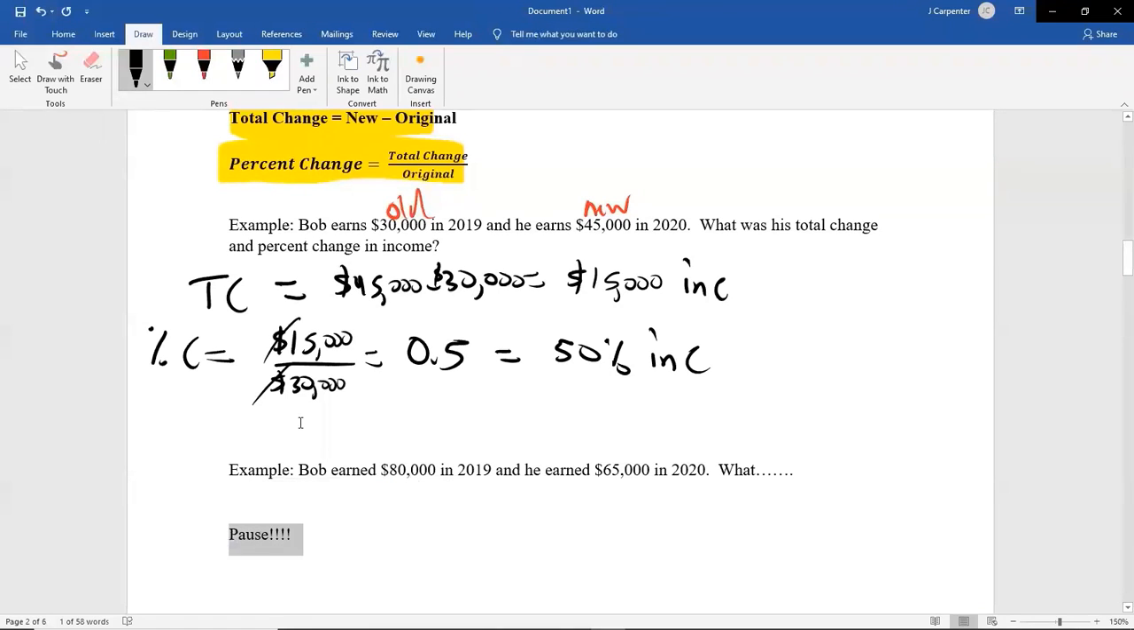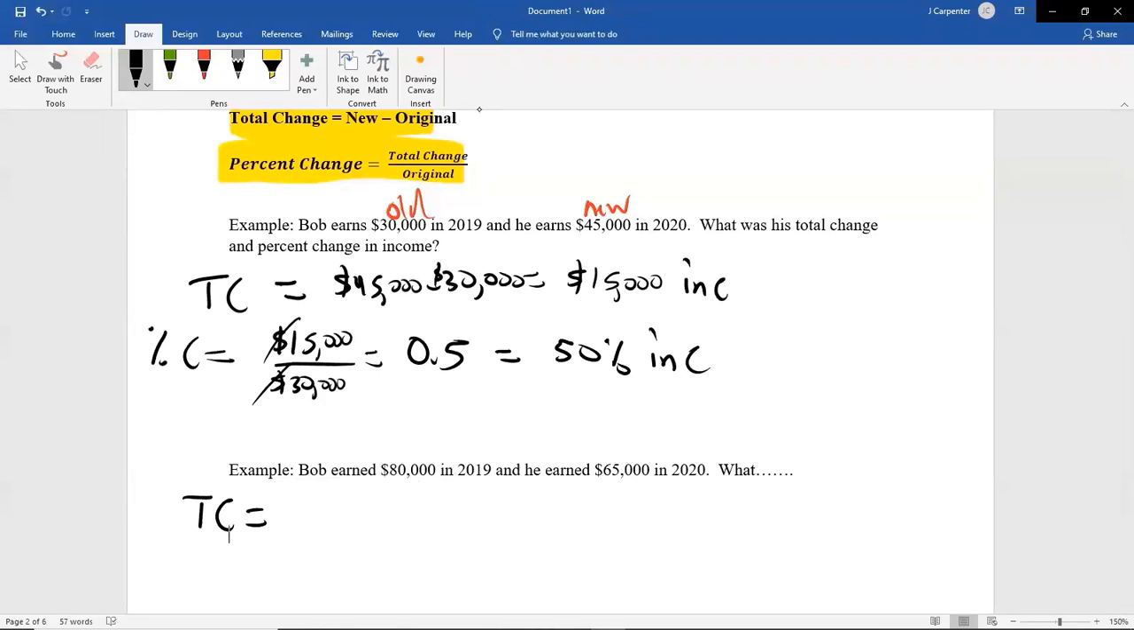Five minutes, ten minutes pass, and unpause. All right. So our total change is going to be the old minus the new, right? No, it's still up here. New minus old. The newest thing minus the oldest thing. So the new, well, that's the 80,000.